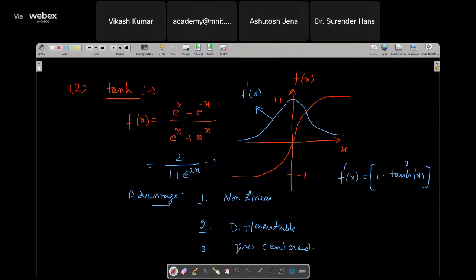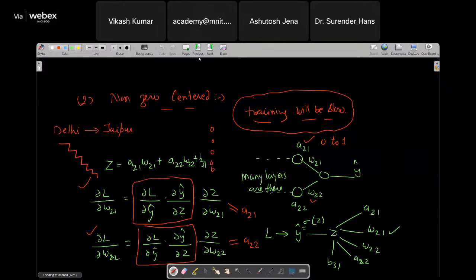Okay, so here some gradients are positive and some gradients are negative. So training time is faster. Earlier, the training time was slow in the case of the sigmoid. Now the training is faster compared to the sigmoid, because some of the gradients are positive and some may be negative. So there is no constraint.